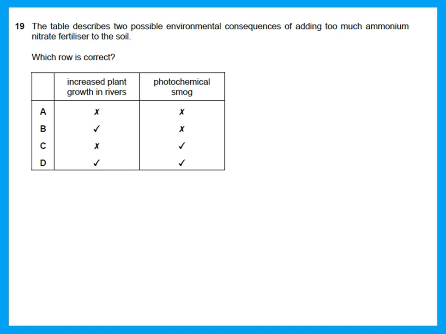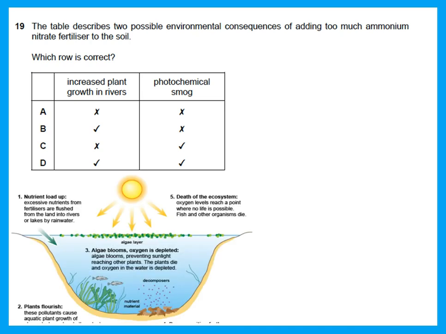The table describes 2 possible environmental consequences of adding too much fertilizer to the soil. Which row is correct? Remember, when we add too much fertilizer, the process that happens is called eutrophication. In eutrophication, the excess fertilizers are leached into the ponds or rivers that are nearby. This causes plants to grow in the rivers. So one of the effects of having too much fertilizer is increased plant growth in rivers. So my answer is B or D.